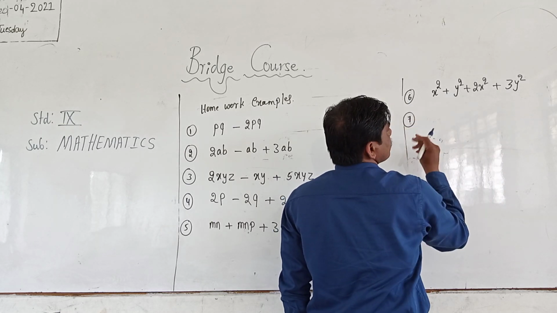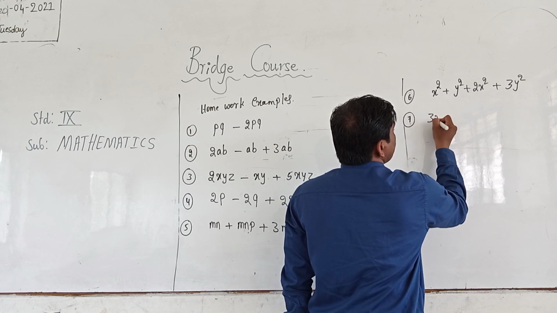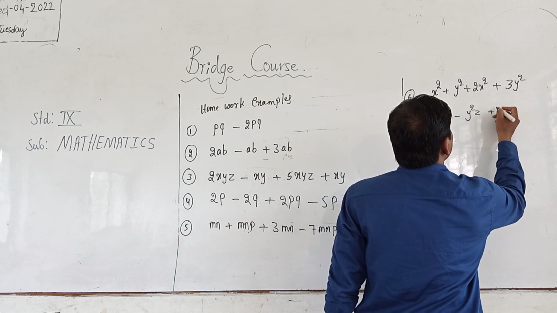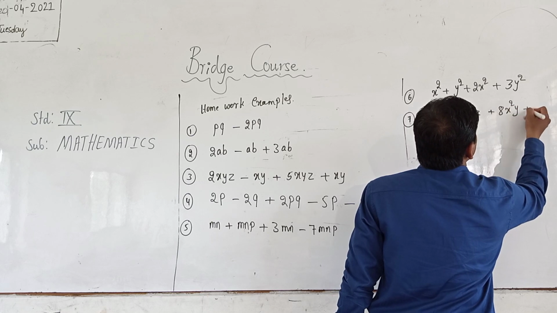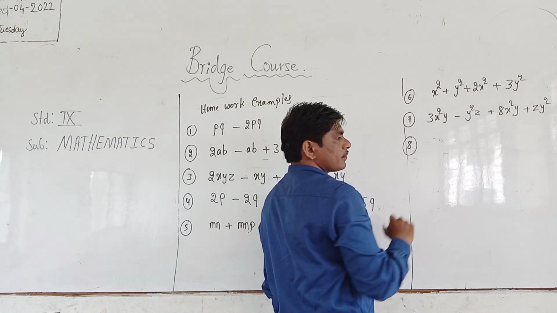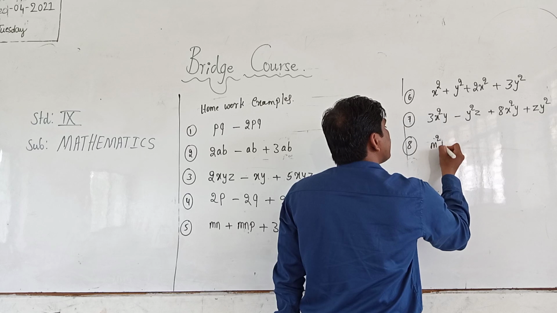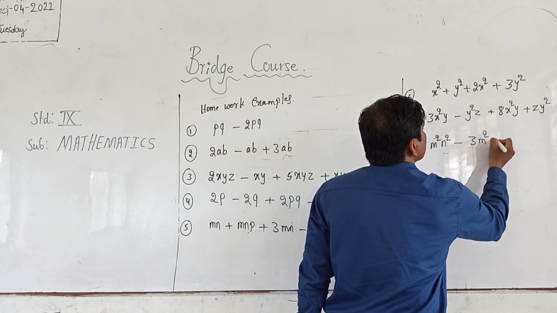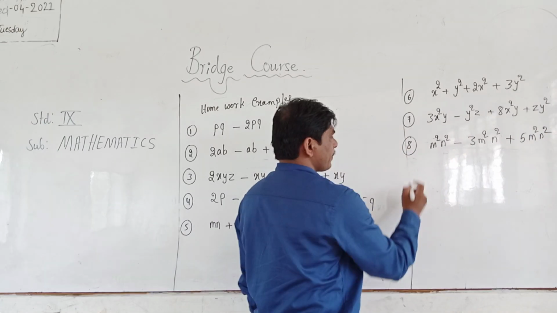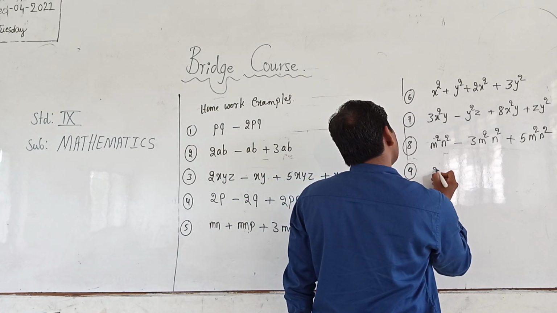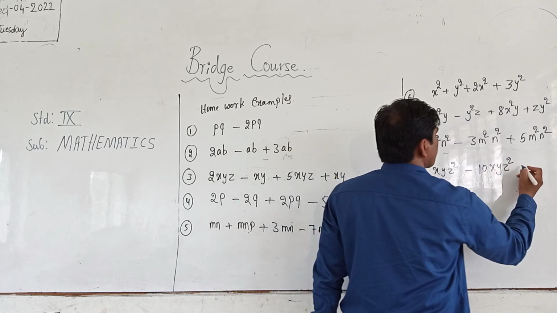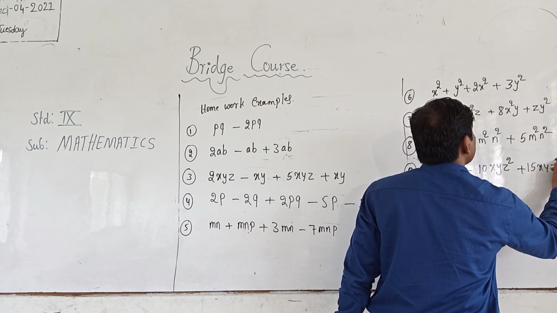That's why according to this, the problems are there. Now the next one is the seventh one. The seventh question is 3x square y minus y square z plus 8x square y plus z y square. Next, eighth question, m square n square minus 3m square n square plus 5 times of m square n square. Next, ninth question, xyz square minus 10xyz square plus 15xyz square.